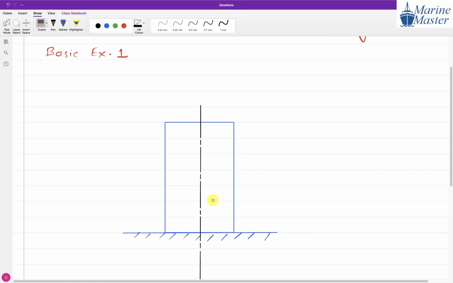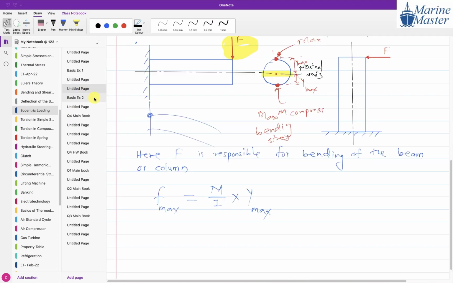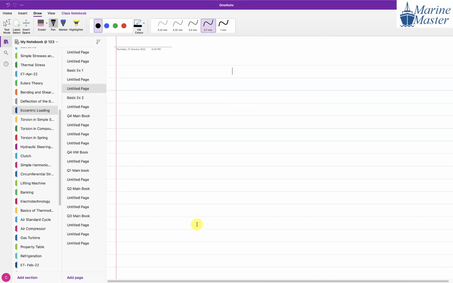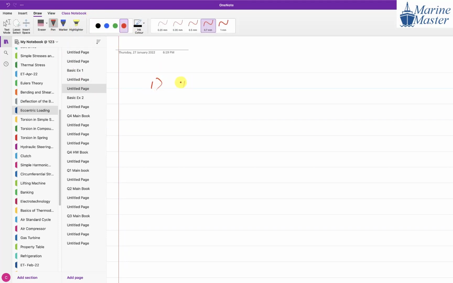Now what is the meaning of C? Till now we studied three main types of stresses. Before going further, I want to tell you one important thing. Till now we have studied a total of three types of stresses. First is direct stress.